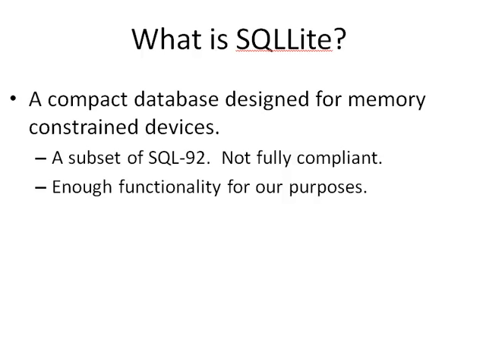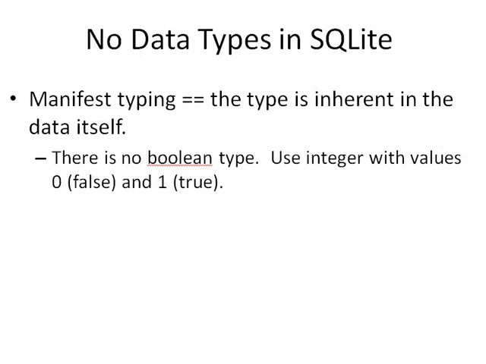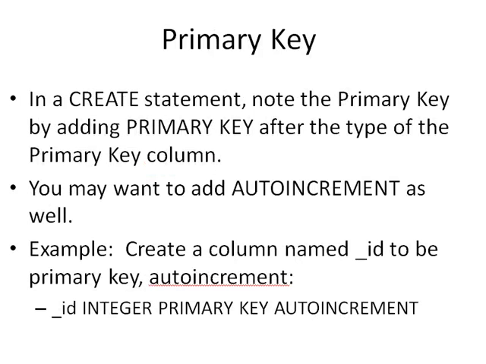So it's a subset of SQL 92, but not fully compliant, just enough to be usable on a mobile phone. Basically, something between a flat file and a true fully compliant SQL database. There are no data types in SQLite. Instead, it's self-typing. It's kind of like variables that don't have type, like you'll see in JavaScript or Visual Basic. The data type is inherent in the data itself.